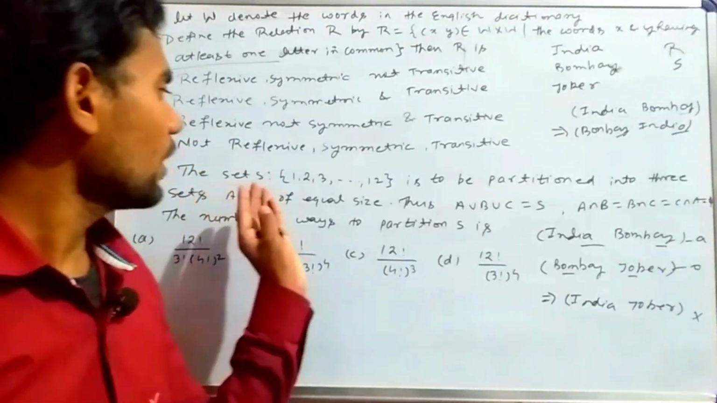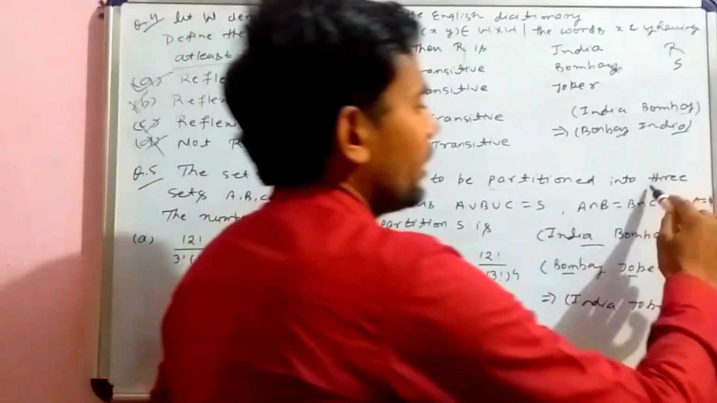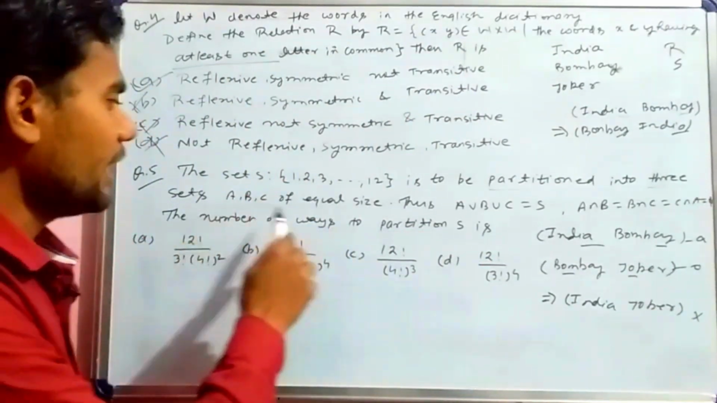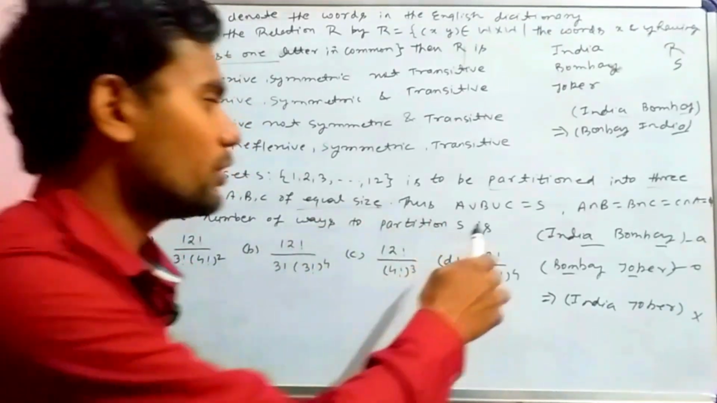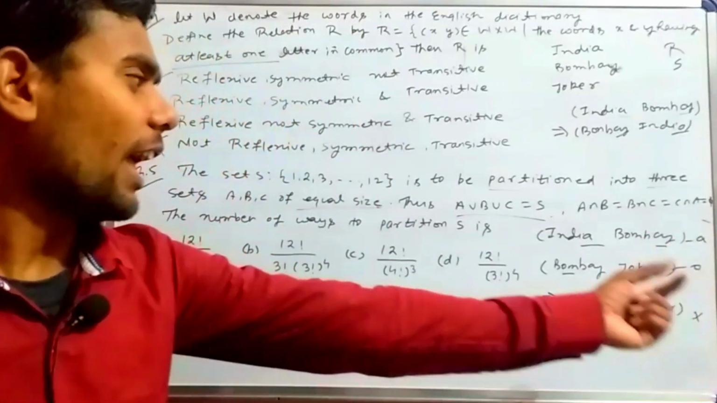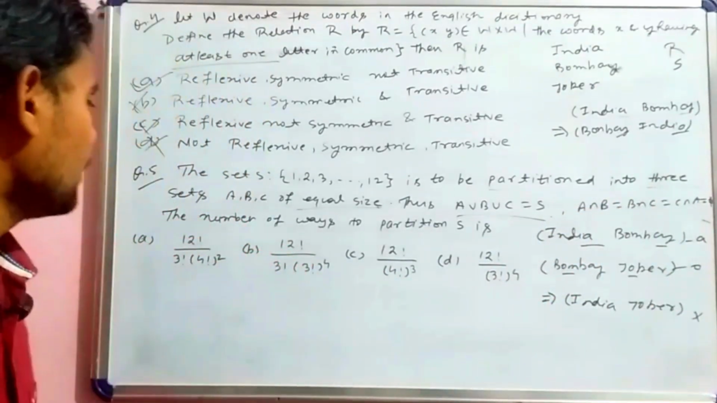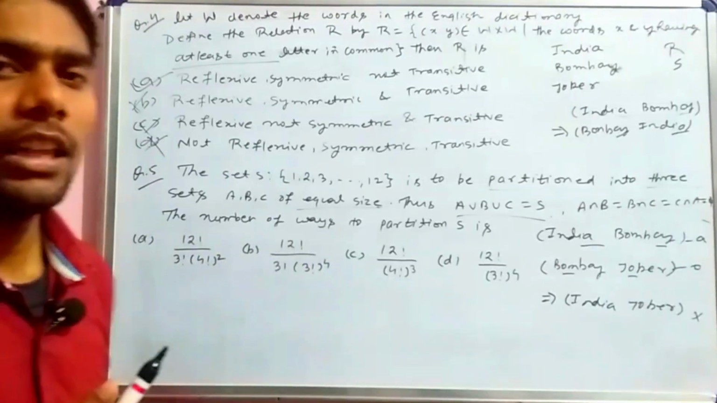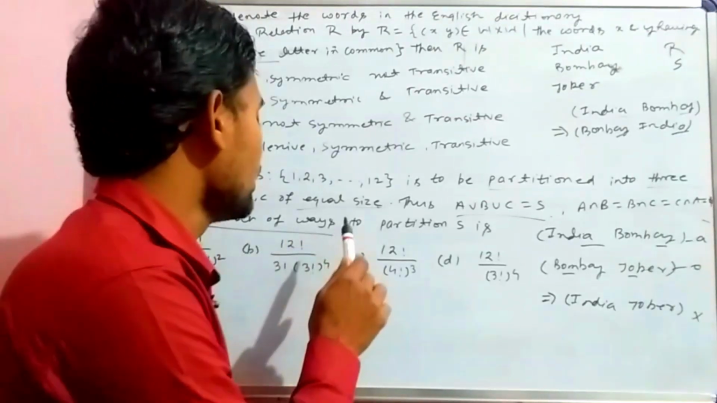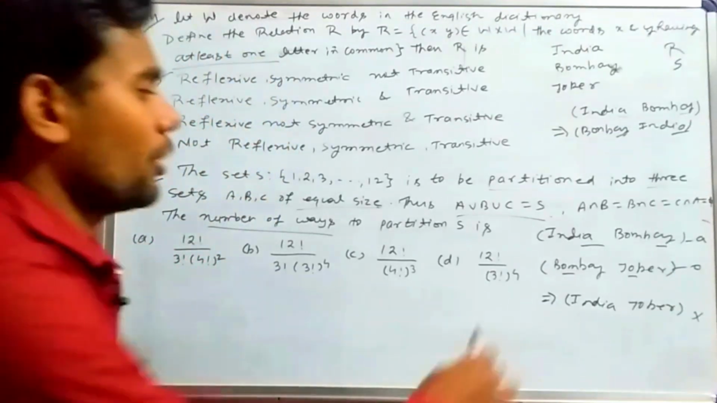Next, the set S with 12 elements is partitioned into 3 sets A, B, C of equal size, such that A union B union C is equal to S, and the intersections A intersection B, B intersection C, and C intersection A are empty, meaning A, B and C have no common element. Then we have to find the total number of such partitions.